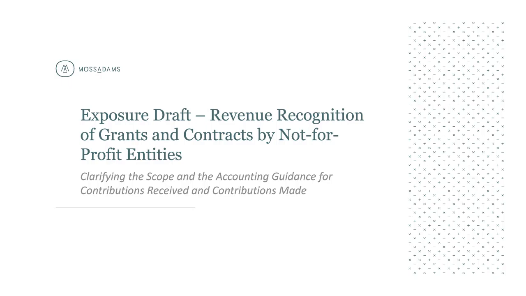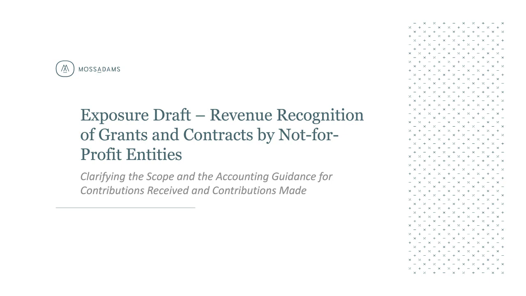So the next thing we're going to cover in the same vein as revenue recognition is the exposure drafts that FASB issued on grants and contracts for not-for-profit entities. And this is something that I think may help those of you who are wondering if you have something that's going to fall under that new revenue recognition standard in 606.